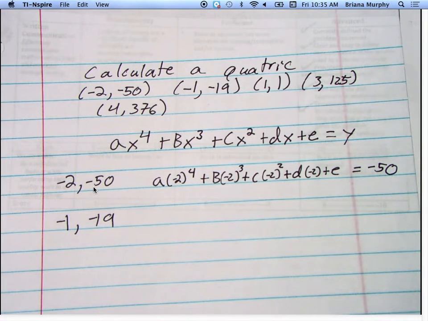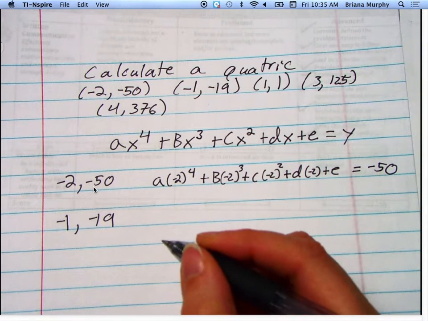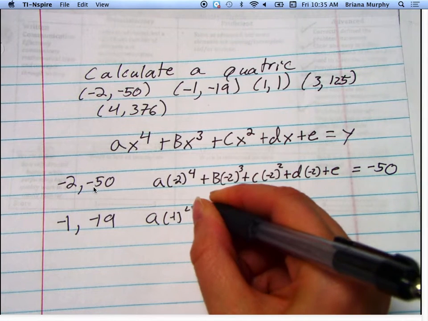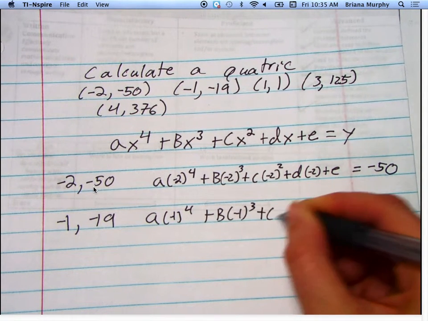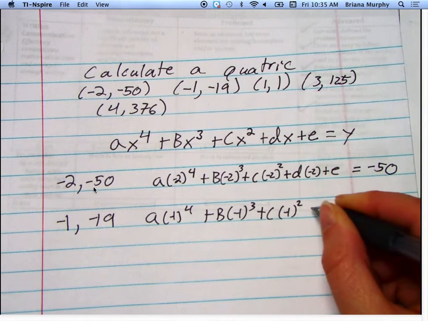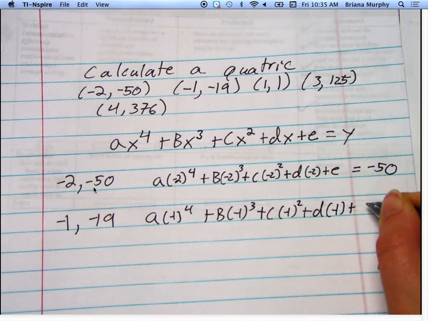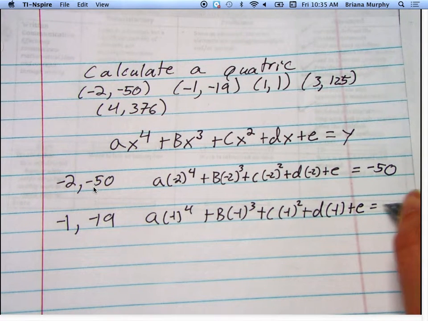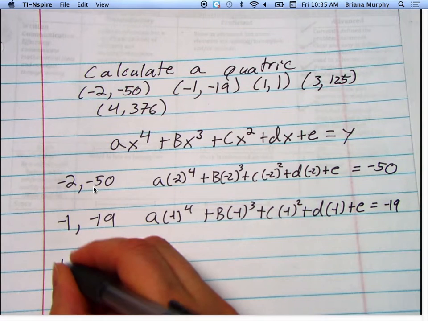Okay, go. Hold up, let me write it out. Alright, okay, so a times -1 to the 4th plus b times -1 to the 3rd plus c times -1 to the 2nd plus d times -1 plus e equals -19. Okay. Next one. 1, 1.